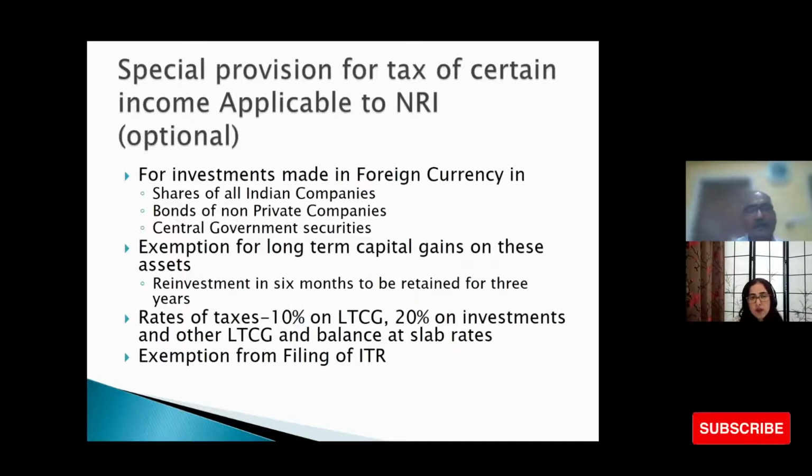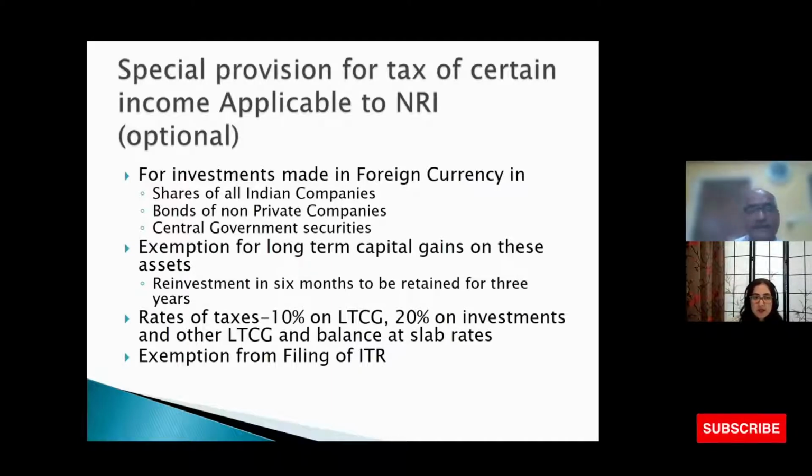So, for example, if I invest in any one of these three categories, Indian companies or private company bonds or central government securities, in my local currency, which could be pounds or dollars, then this particular provision applies to that investment. It is at your option, at your discretion. You may choose or you may not choose to go for it. Why would I not choose and why should I choose? It'd be interesting to understand that.